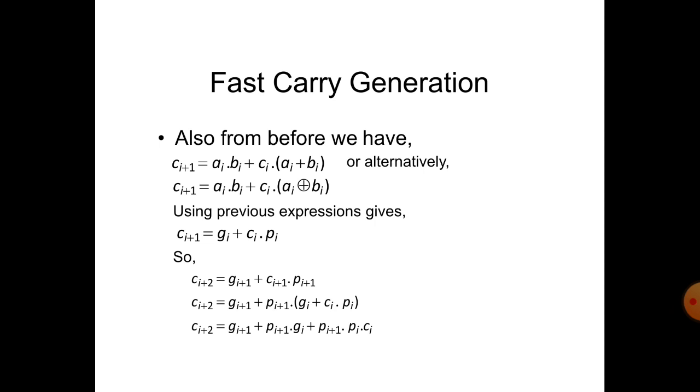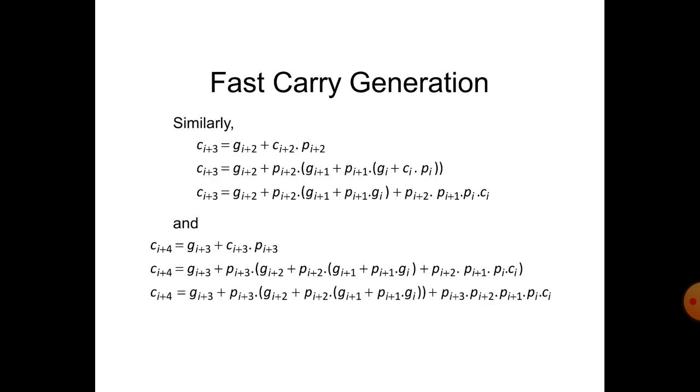Similarly, we have C(i+2) equal to G(i+1) plus C(i+1) P(i+1), and we substitute C(i+1) from this equation. We get C(i+2) equal to G(i+1) plus P(i+1) Gi plus P(i+1) Pi Ci. So this is the fast carry generation, and similarly we have C(i+3) and C(i+4).